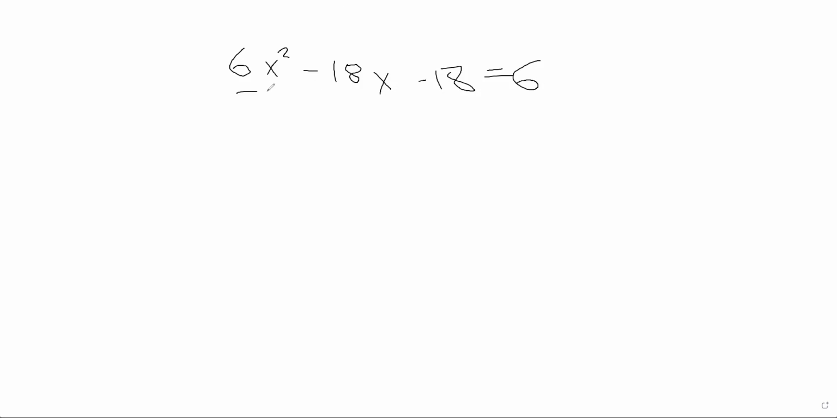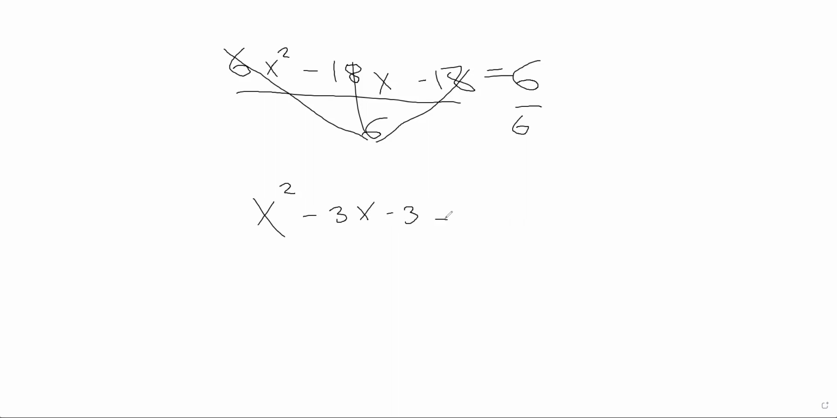So that being said, let's just divide everything by 6 to make it a little bit easier, much faster to work with. So if we divide everything here by 6, 6 divided by 6 is 1, leaving us with just x squared. 18x divided by 6, well, 18 divided by 6 is 3. So 18x divided by 6 is going to be 3x. And then this -18, when we divide -18 by 6, we get -3. And then over here, we have 6 divided by 6, which is just 1.